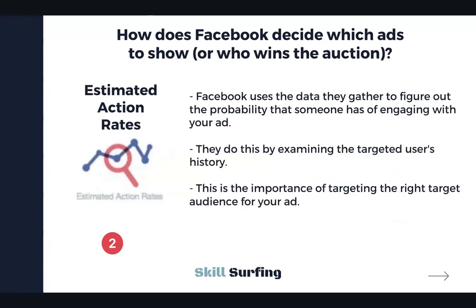The second criteria is the estimated action rates, meaning Facebook gathers a lot of data and uses this data to find out the probability that someone has of engaging with your ad, depending on, for example, these people's user behavior, if they watch a lot of videos, if they usually engage with that specific type of ads or not. So based on that, they have a way of estimating how likely your audience is to take that specific action. Okay, so it's important.